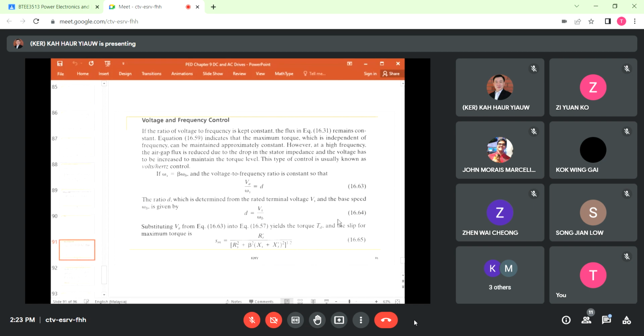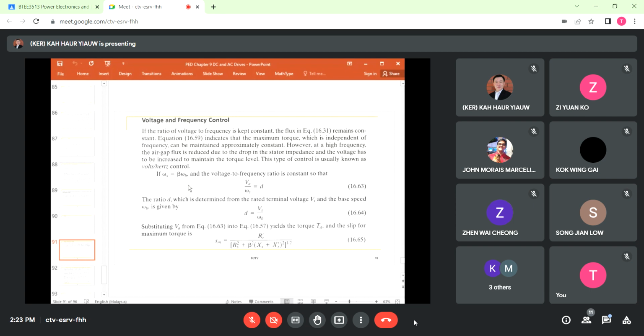Voltage and frequency control. If the ratio of the voltage to frequency is kept constant, the flux in equation 31 remains constant. Equation 59 indicates that the maximum torque, which is independent of frequency, can be maintained approximately constant. However, at a high frequency, the air gap flux is reduced due to the drop in the stator impedance, and the voltage has to be increased to maintain the torque level. This type of control is usually known as volt-hertz control.